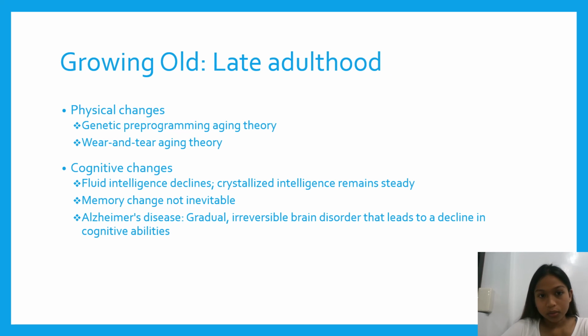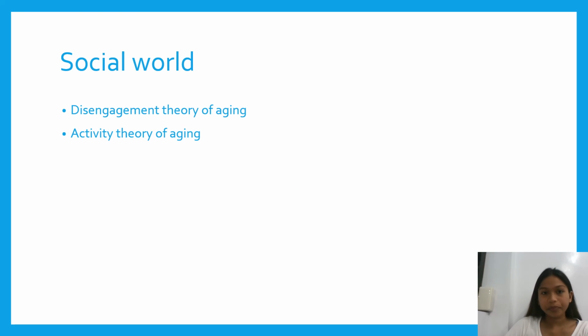Growing old, late adulthood. Physical changes: the genetic reprogramming aging theory and the wear and tear aging theory. Cognitive changes: fluid intelligence declines, while crystallized intelligence remains steady. Memory changes are not inevitable. Alzheimer's disease is a progressive, irreversible brain disorder that leads to a decline in cognitive abilities. Social world: disengagement theory of aging, activity theory of aging.